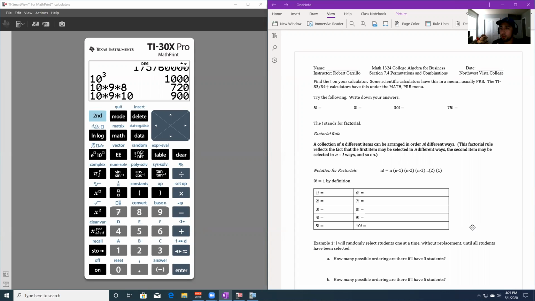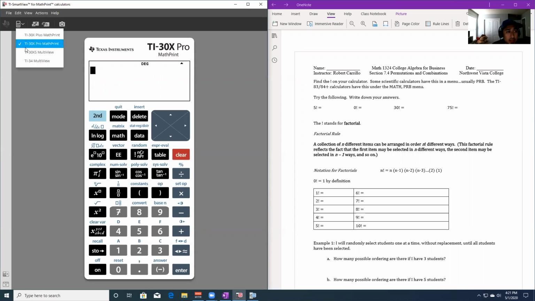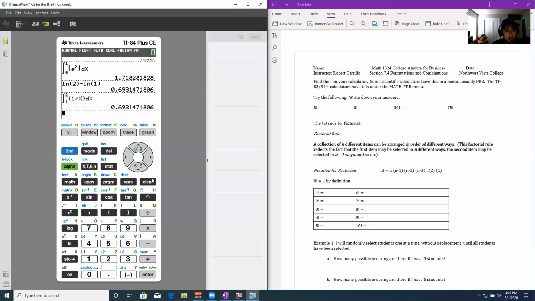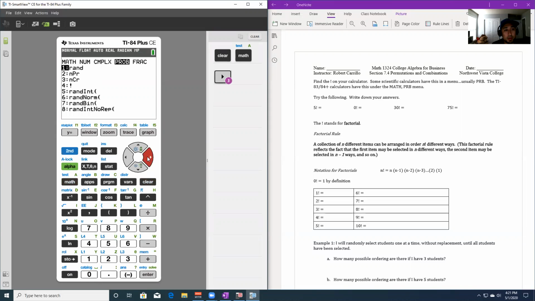7.4 is our permutations and combinations. So the first thing we want to do is locate the exclamation mark symbol on your calculator. On the regular TI-30, it should be under probability, PRB. On the graphing calculator, you go to Math and then all the way over to probability, and there's the exclamation mark.